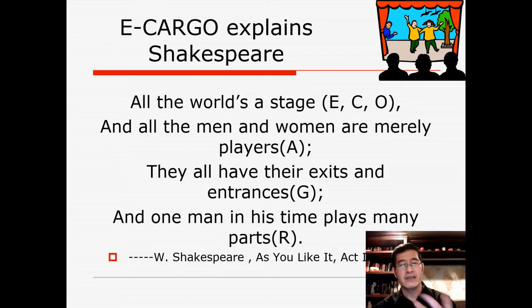So eCargo can explain what Shakespeare said. All the world is a stage, and all the men and women are merely players, and they all have exits and entrances, and one man in his time plays many parts. So parts are roles. The exits and entrances form a group, and the players are agents. So the stage is the environment. Of course, an environment is composed of roles and classes of objects.